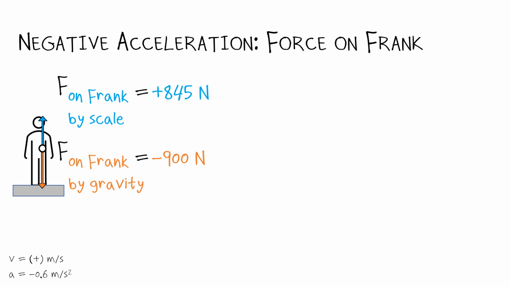So focusing just on the forces that act on Frank, gravity is acting down with 900 newtons. The scale is pushing up with 845 newtons. The net force is the sum of these two forces, 845 plus a negative 900, which means the net force is negative 55 newtons. The net force down is winning, which is what we need because Frank's got to slow down. He's got to get off on his floor.